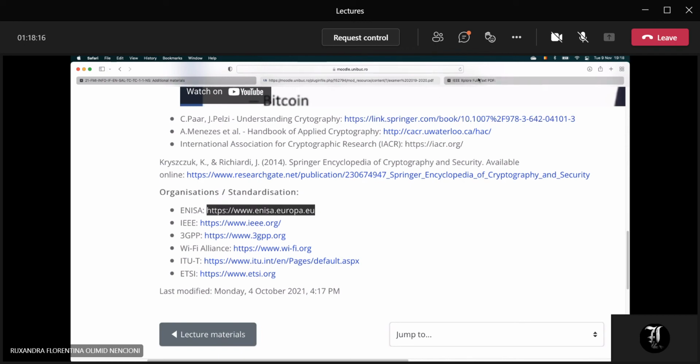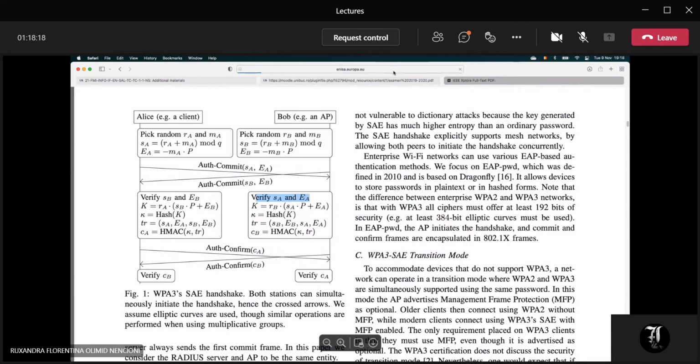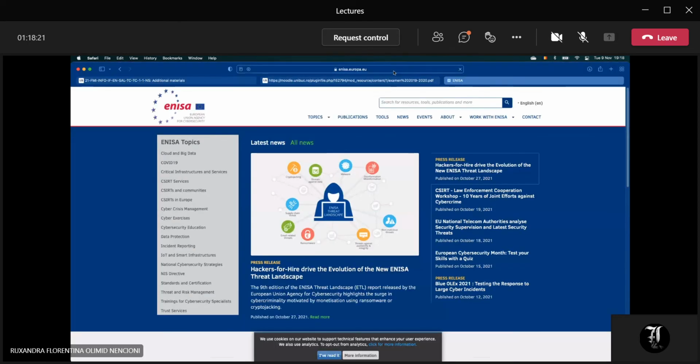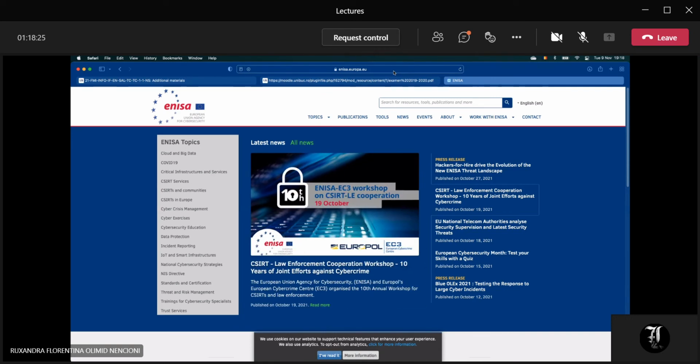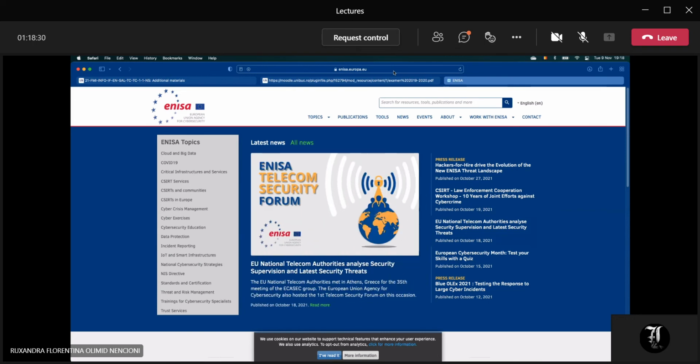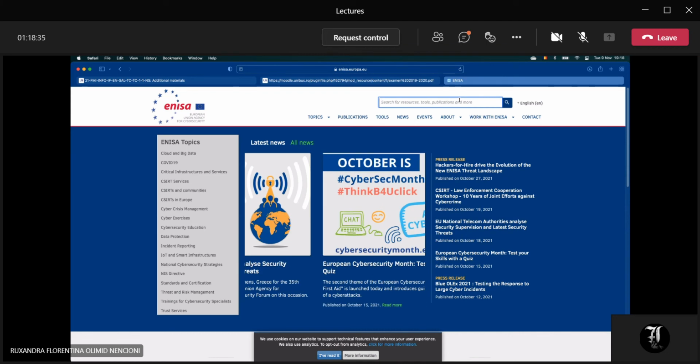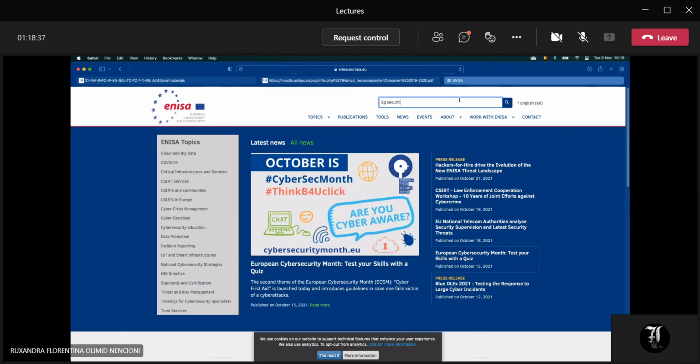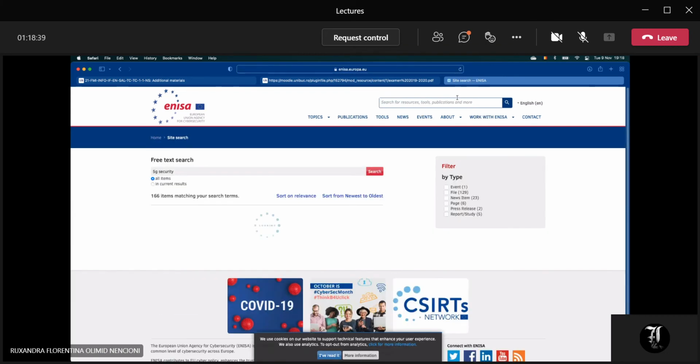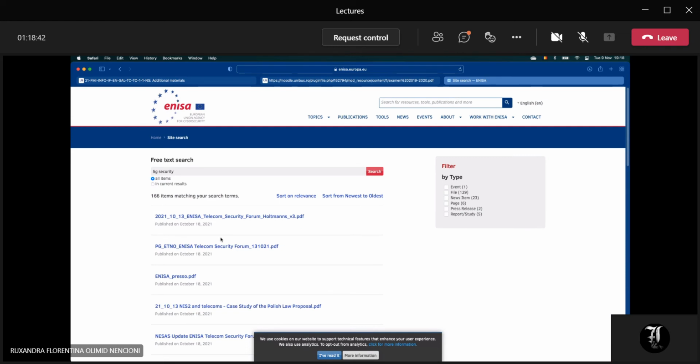The ENISA, as I was saying before, is the European agency in cybersecurity. So whenever you need something not related to network security, but in general, it's fine to search on the ENISA website. So I can try to find here something about 5G security, and let's see what it gives me. It gives me a lot of items, let's say. I want to sort on relevance.